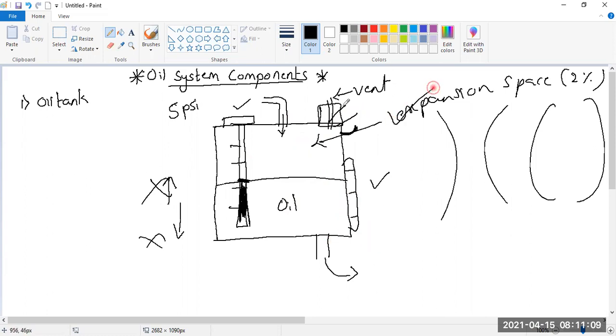This is asked in the DGCA, vent is asked in the DGCA, this pressure value is asked in the DGCA, and this sight gauge is asked in the DGCA. Sight gauge is used to measure the amount of oil present in the oil tank. That completes your tank.